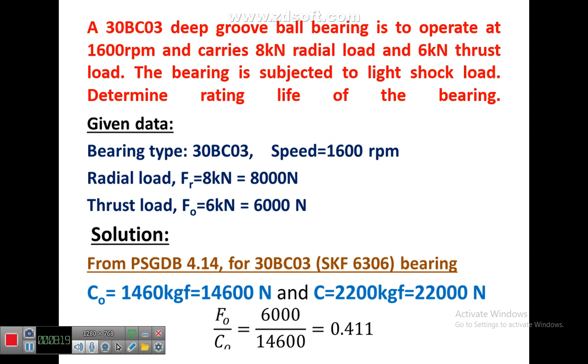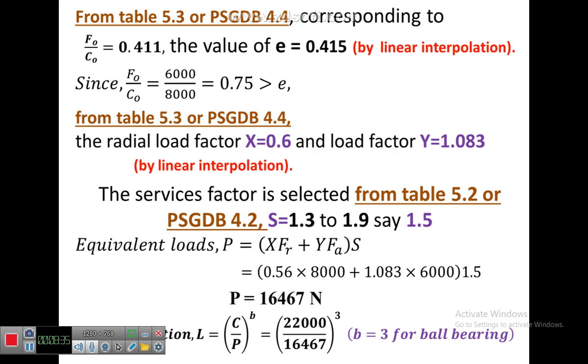There you have the C naught value in kgf, you convert that into Newton, and the C value in kgf, that is converted into Newton. Then using the ratio FA by C naught, you do the calculation and you find the value as 0.411. For this you go to page number 4.4 in the PSG data book. For the corresponding FA by C naught 0.411, you take the value of e, that is 0.415, by doing the interpolation. And here the value is greater than e.